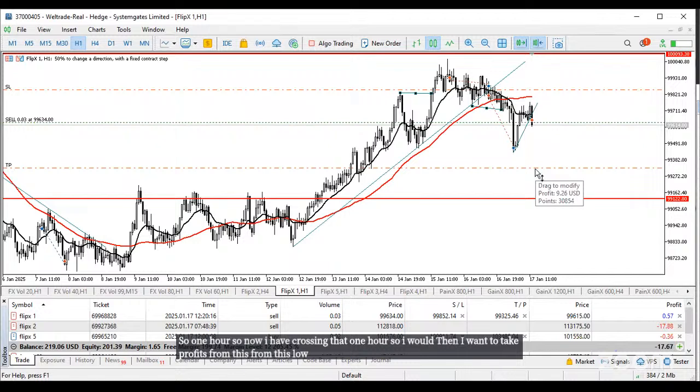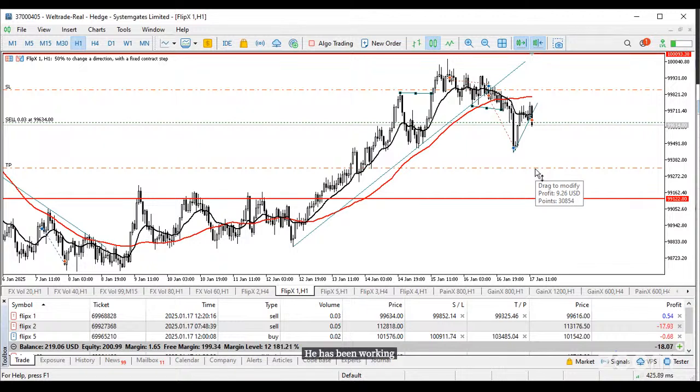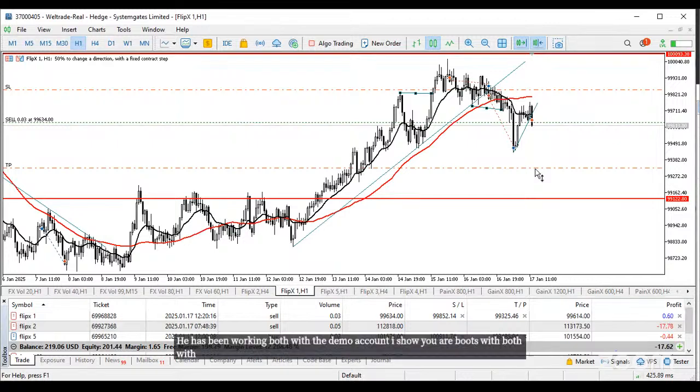So this is how I trade synthetics. These are the strategies I use, and they have been working both with the demo account I showed you and with live accounts.